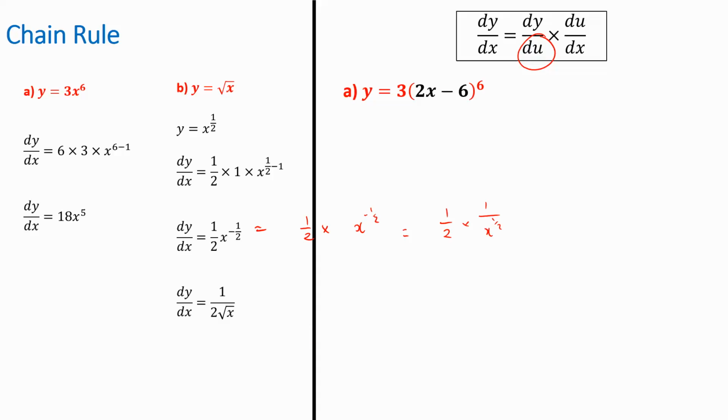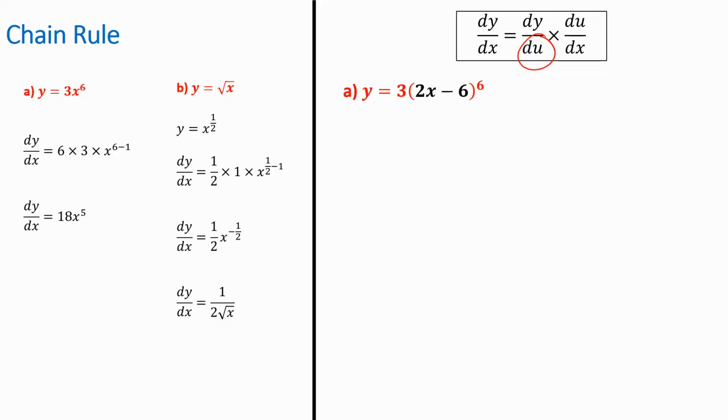I want to take the same problem as the first one, A, but I've made it a bit harder. Now I'm trying to color code it here. You can see 2x minus 6 is very different to x. If I had given you 3x to the power 6, you're like, yes, I can do that. That was easy. But as soon as I chuck in 2x minus 6 all to the power 6, suddenly it's like, is it the same? It looks a bit more difficult because there are 2 terms in there.